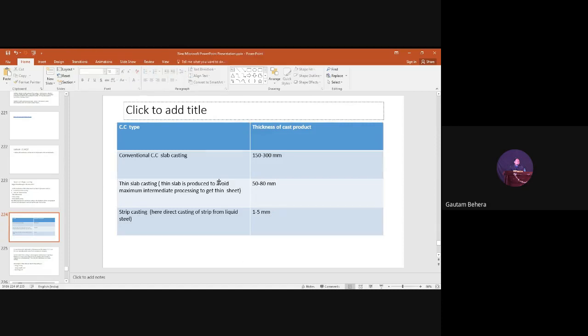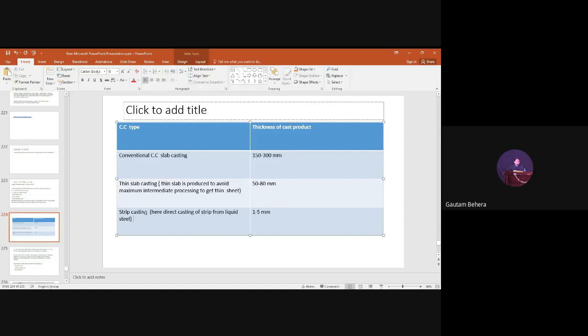So you understand why these two processes are called near net shape casting, right? This is justification for that. You can see here the thin slab casting. The thin slab is produced to avoid maximum intermediate processes to get thin sheet, right? Because by doing thin slab casting we are getting a cast product of this much thickness. So you understand what will happen: maximum intermediate processes will be avoided.